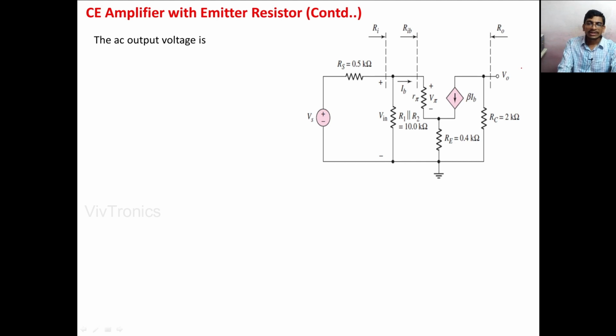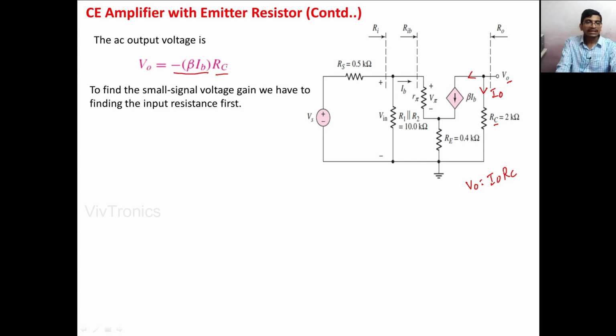Now we need to get the voltage gain of this circuit, and the AC output voltage Vo. Here the output voltage is the voltage across the resistance RC, and the current in this resistance is Io. Therefore, Vo is equal to Io into RC. Io is nothing but minus beta IB, as the direction is different. Therefore, we can write Vo is equal to minus beta IB into RC. To find the small signal voltage gain, we have to find the input resistance first.